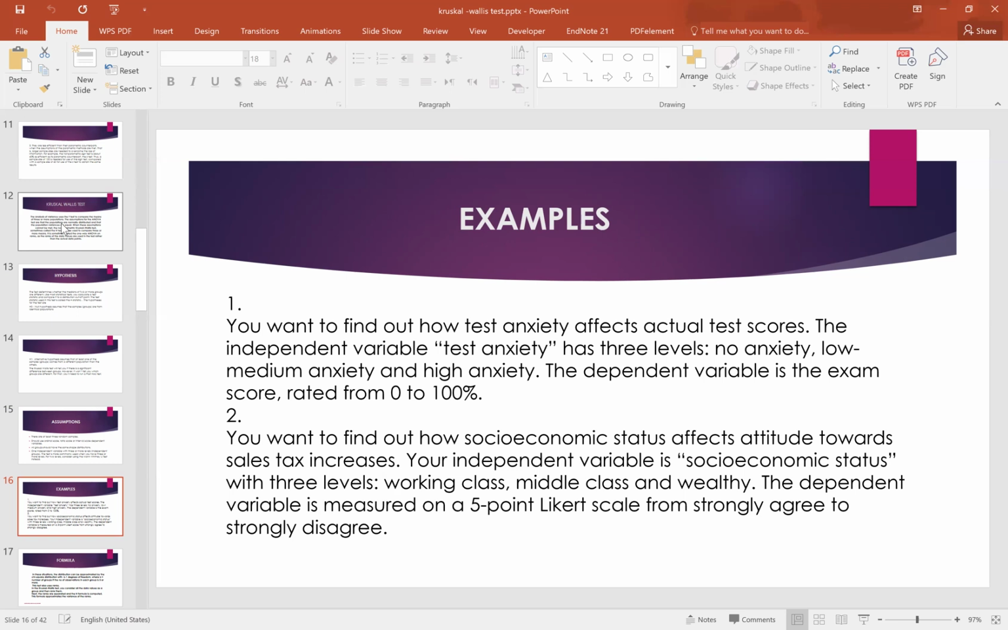Second example, you want to find out how socioeconomic status affects attitude towards a sales tax increase. Your independent variable is socioeconomic status with three levels: working class, middle class, and wealthy. The dependent variable is measured on a 5-point Likert scale from strongly agree to strongly disagree.